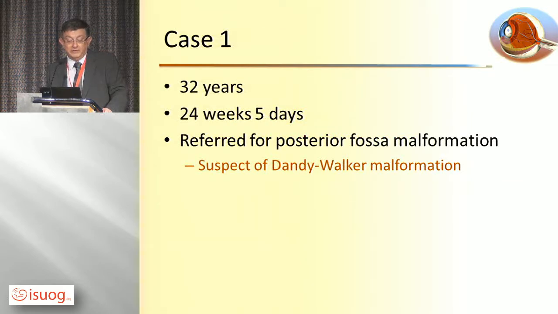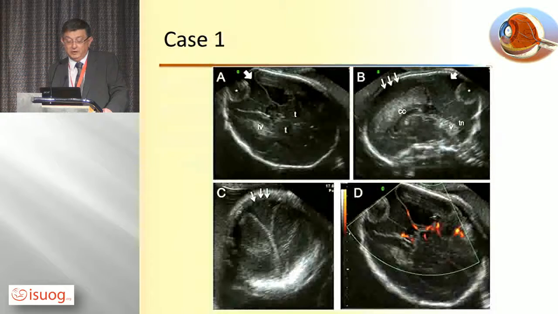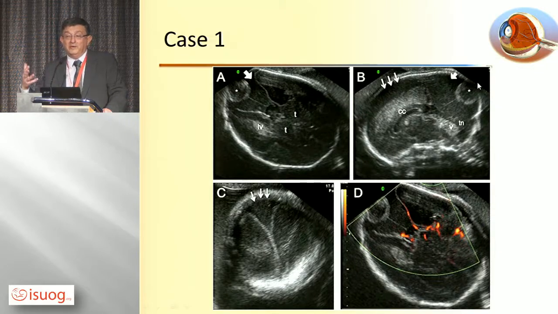We have case one, a 32-year-old patient that we saw at 24 weeks and 5 days. She was referred because of a posterior fossa malformation, suspected of Dandy-Walker, but actually it turned out to be a thrombosis of the torcula. You know that thrombosis of the torcula seems, when you make the diagnosis, a very bad condition, but usually the prognosis is very good.